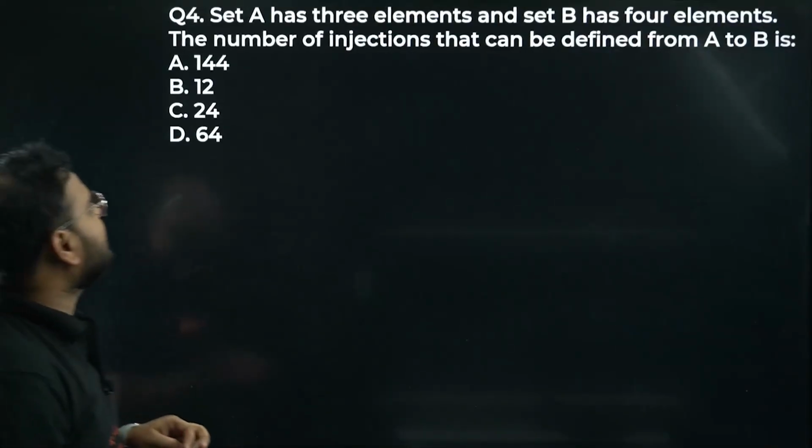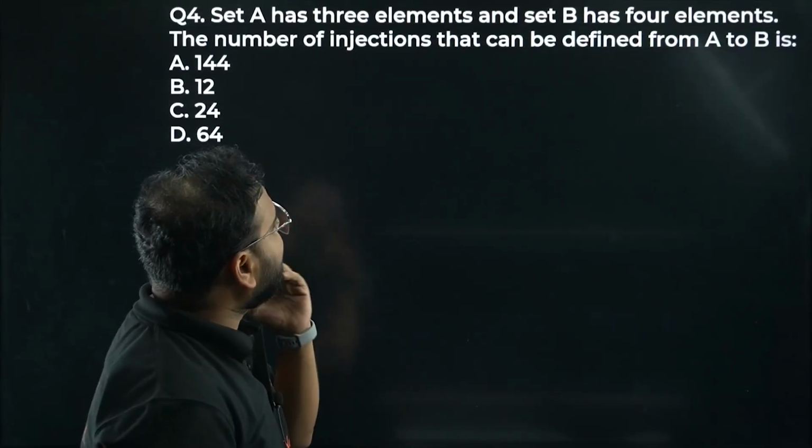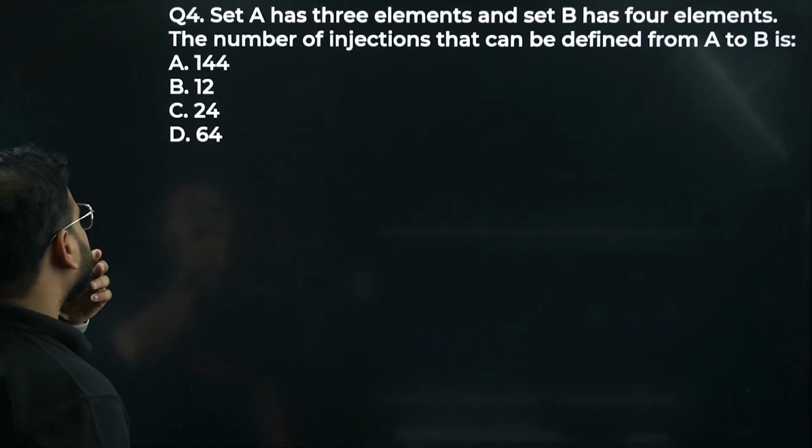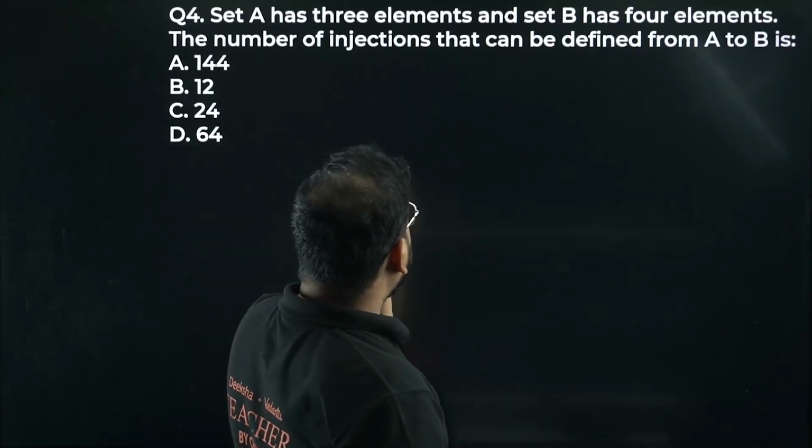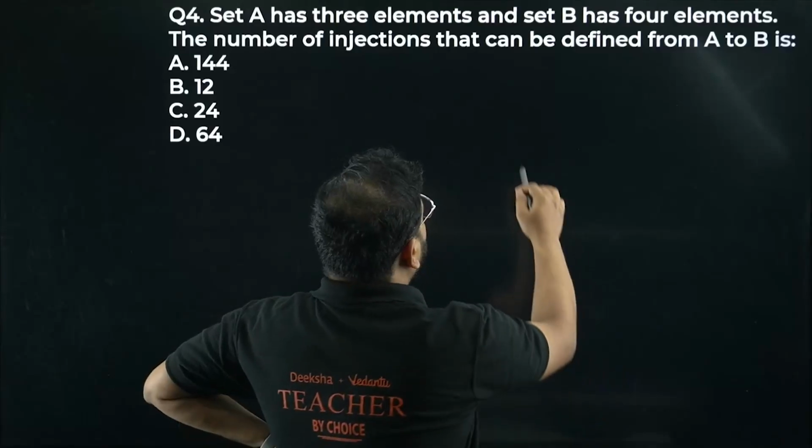Question number 4 now. Set A has 3 elements and set B has 4 elements. The number of injections, 3 and 4 injections, okay? It'll become this, no?